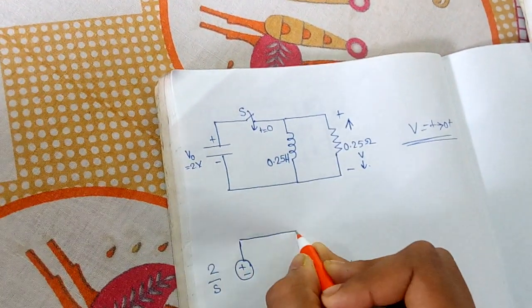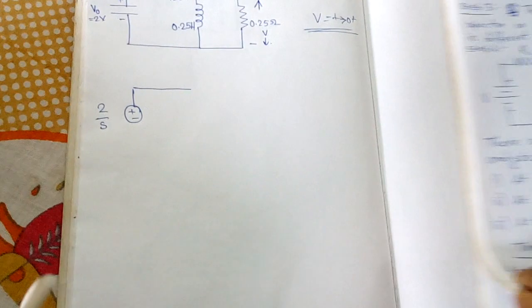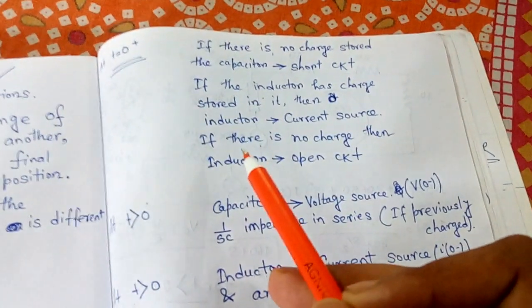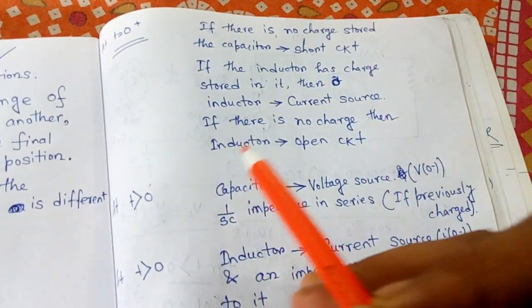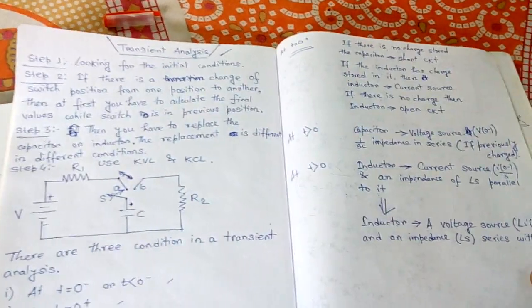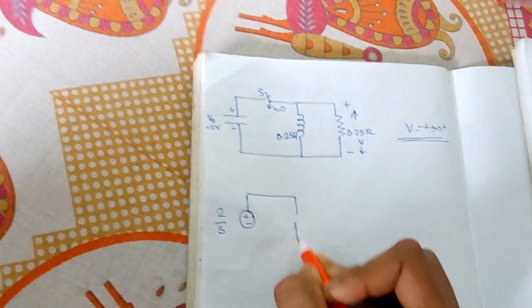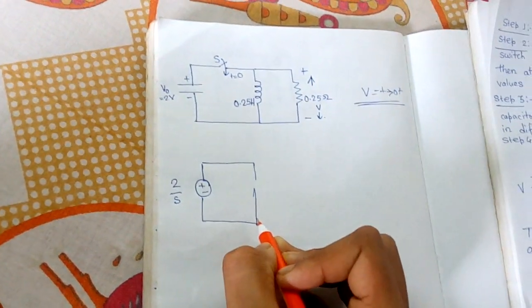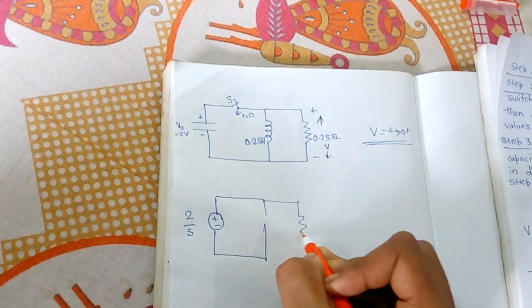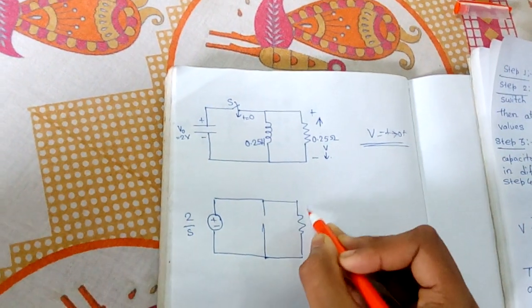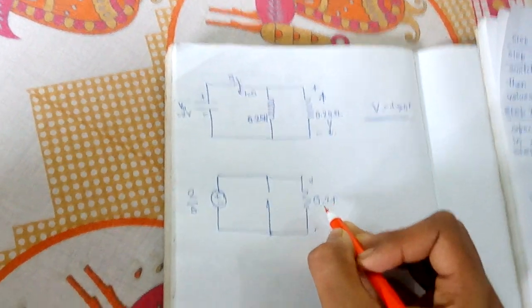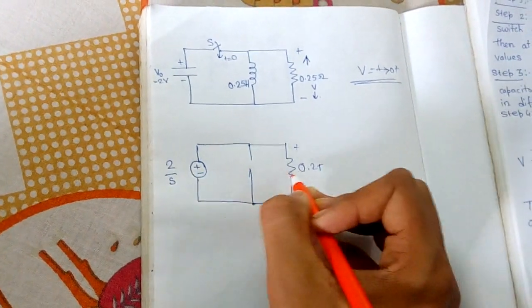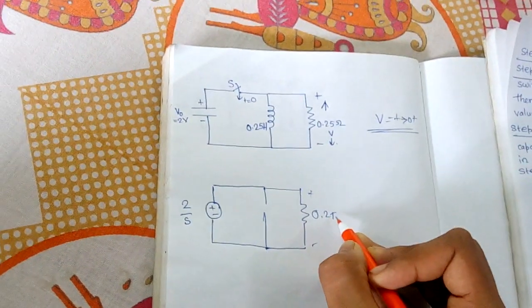Then the switch is closed at t equals 0. Now what will the inductor be? If there is no charge in the inductor, it will be open circuited, as clearly seen here. The resistance acts the same, so that will be 0.25 ohm. So here it is 2 by S, and here it is 0.25 ohm.